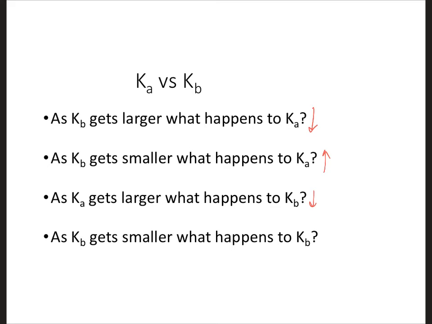Let's see, so let's change this slide. And so as Ka gets smaller, Kb is going to get larger, right? So when Ka changes, Kb can also change. So we'll go with this amended slide.